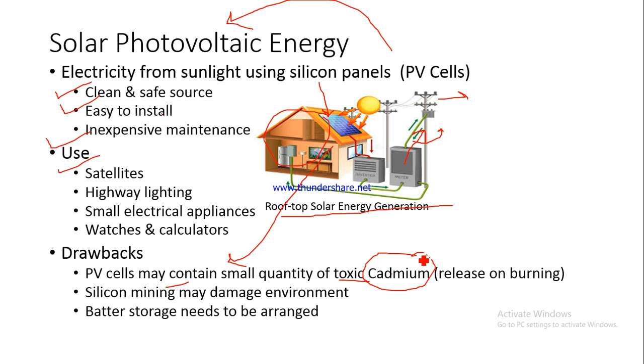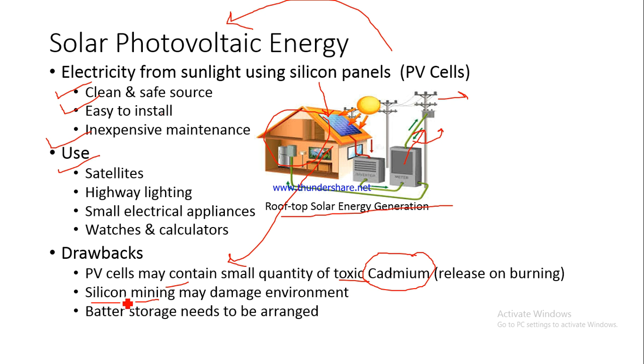But the moment they are burned, there would be a release of cadmium, which again can impact not only human lives and animals, it can also impact the environment. Another issue is with silicon mining. I hope you remember that silicon is the second most abundant element present in the earth's crust. We have talked about this. Now there are problems associated with mining, and we have discussed them when we discussed mineral resources. So you refer to those notes and you would find that there are issues associated with mining, and those issues are also associated with the mining of silicon, and that is why mining may cause damage to the environment.